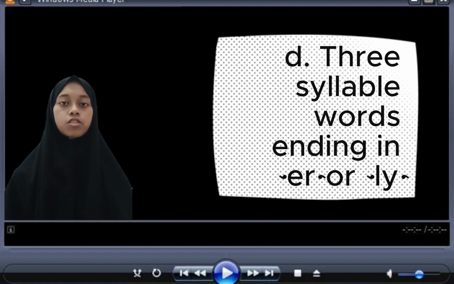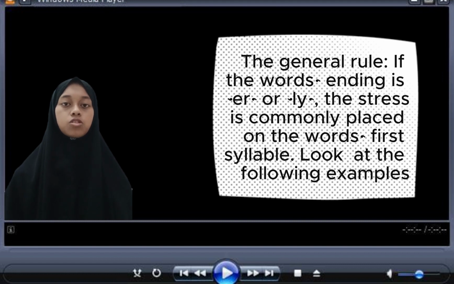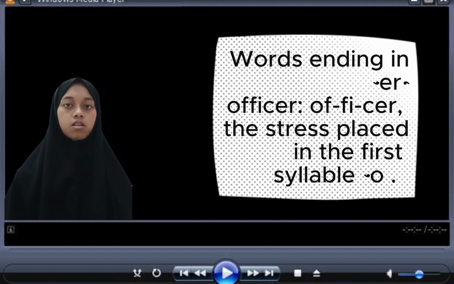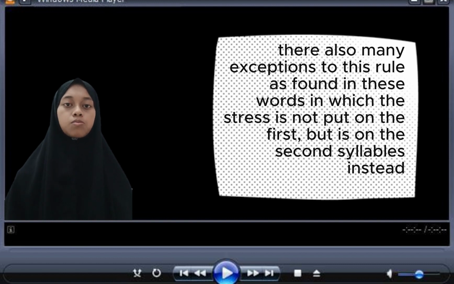Three-syllable words ending in er or ly. The general rule: if the word ends in er or ly, the stress is commonly placed on the word's first syllable. Look at the following example. Words ending in er: officer. The stress is placed on the first syllable o, so it is pronounced like officer. There are also many exceptions to this rule, as found in these words, in which the stress is not put on the first, but on the second syllable instead.